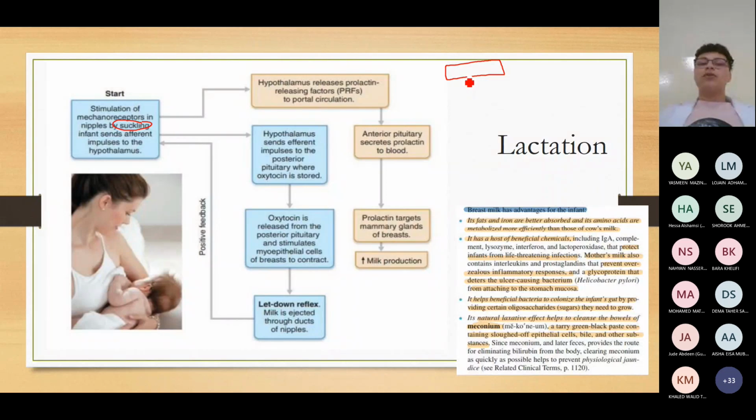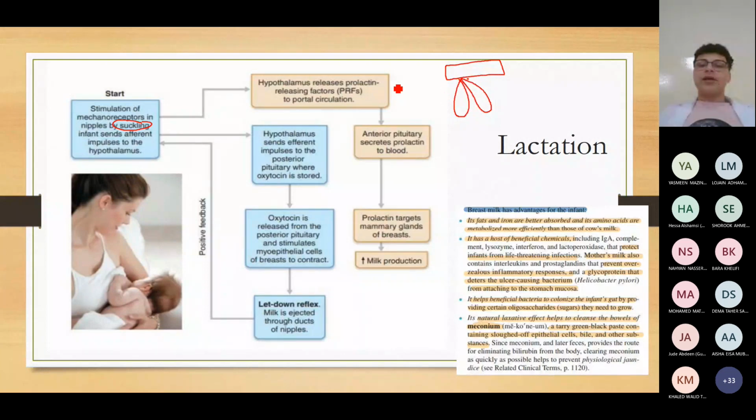First of all, it's going to release something we call the prolactin releasing factor, okay? This prolactin releasing factor is going to go from the hypothalamus to the, I'm just drawing the pituitary gland. As you can see, this is the pituitary gland, by the way. It looks like this, and it's stuck to the hypothalamus.